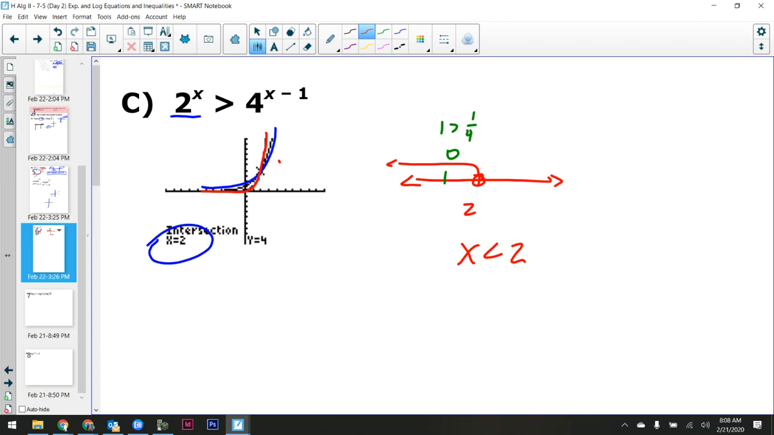Or you could say, graphically looking at it, when does 2 to the x get higher than 4 to the x minus 1? When is it on top of 4 to the x minus 1? Let me outline it in purple here. Here, that's when it's on top. What x values make that happen? Any x value less than 2. Any x value bigger than 2, then it would be smaller.